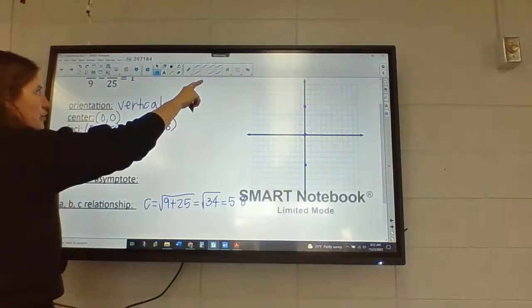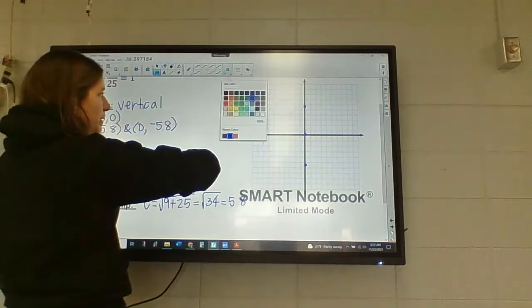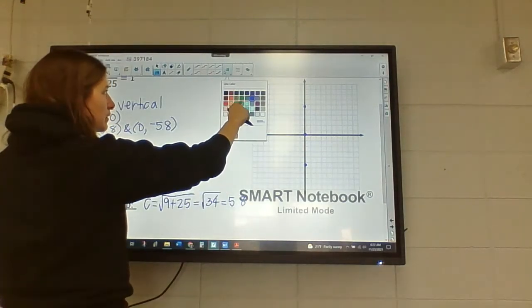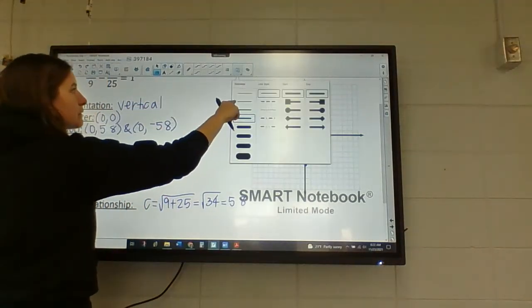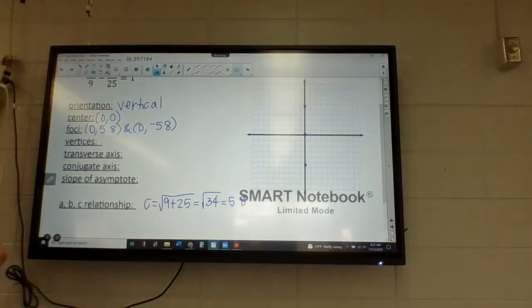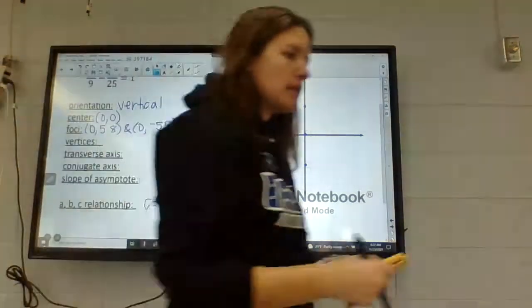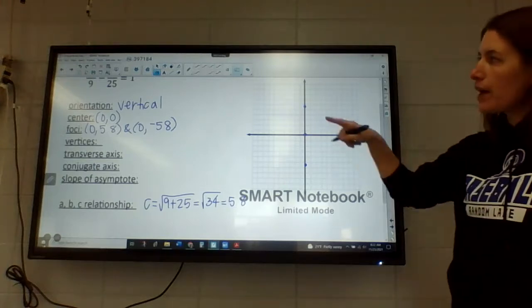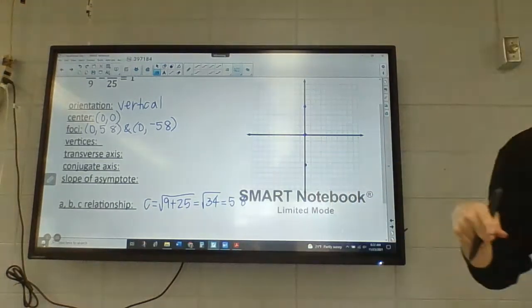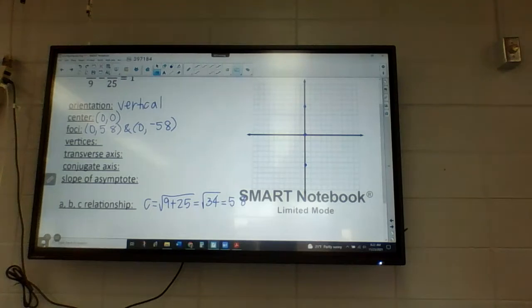I'm going to change color for my vertices just because those are going to actually be on the graph. So then my vertices are the a value, right? So we're adding that up and down from the center, so our a value in this case is going to be what? What's a? It's going to be 3, right?